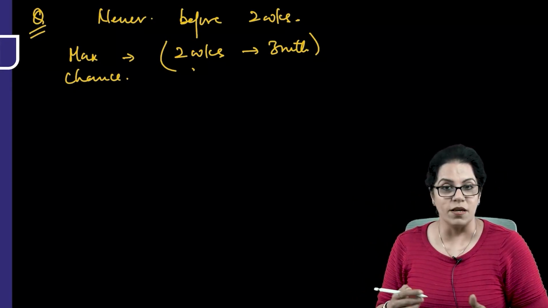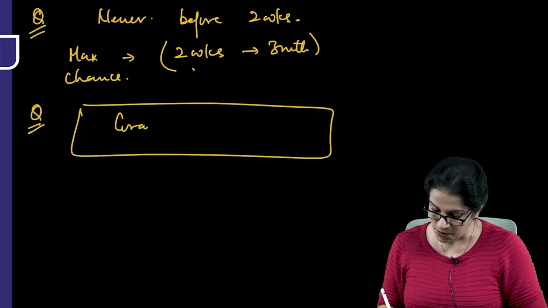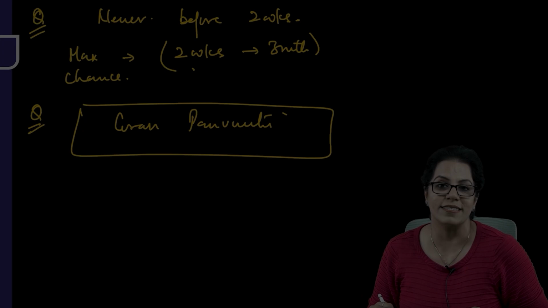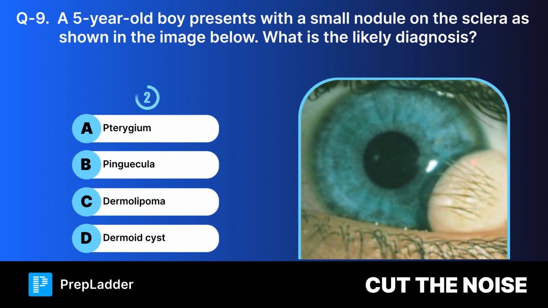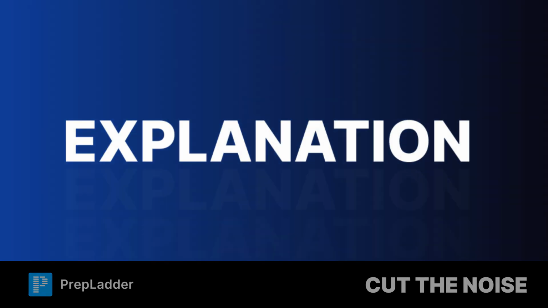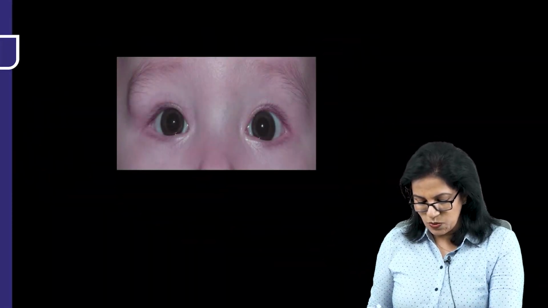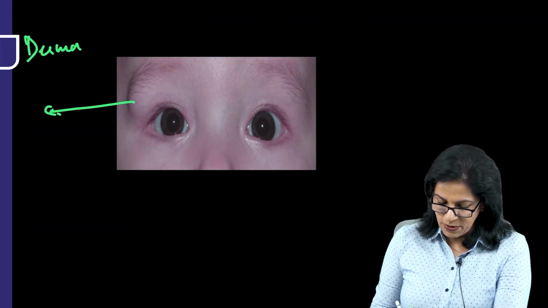What type of uveitis is it causing? This is the next question in the box, all of you. It's a granulomatous panuveitis. Question number 9. A 5-year-old boy presents with a small nodule on the sclera as shown in the image below. What is the likely diagnosis? Your options are, and the correct answer is dermoid cyst. Here's the explanation. A small child with, I see a bulge which is almost at the suture line. This is a case of dermoid cyst. We are talking about dermoid cyst.